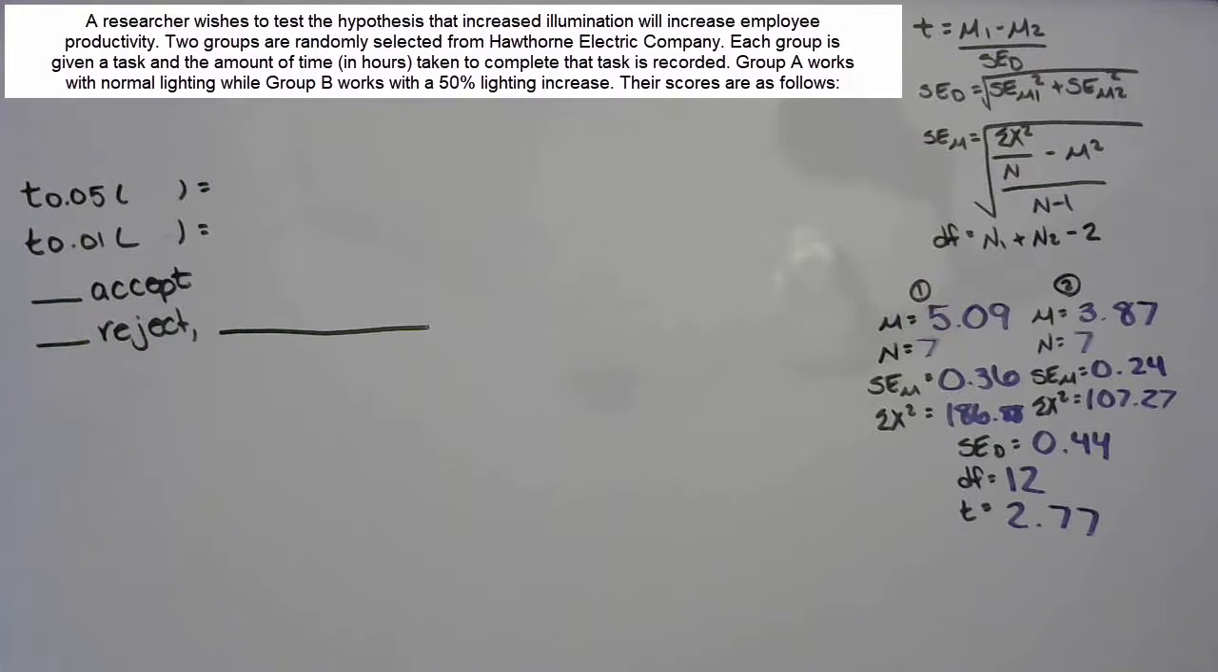Okay, so the problem, while it does not have any key words such as better, worse, anything like that to indicate a direction, it is making a prediction. It is saying that increased illumination is going to increase employee productivity. So that is saying that one group is going to do better than another group. So since we have that prediction, that means that we are dealing with a one-tail independent t-test. Okay, so now that we know that, let's go ahead and put in our degrees of freedom so we can look up our critical values.